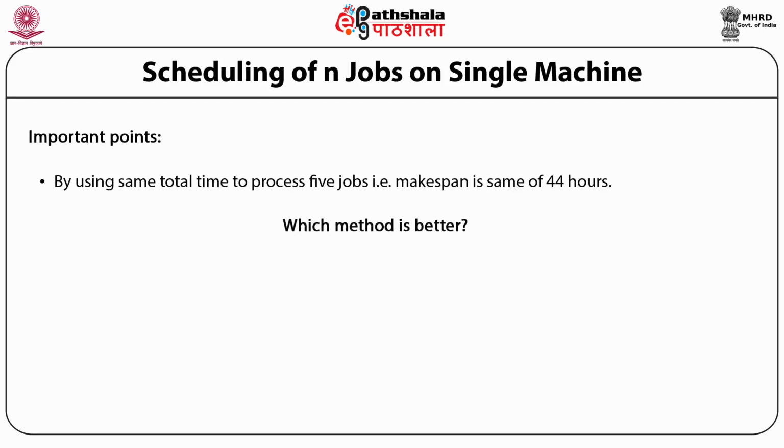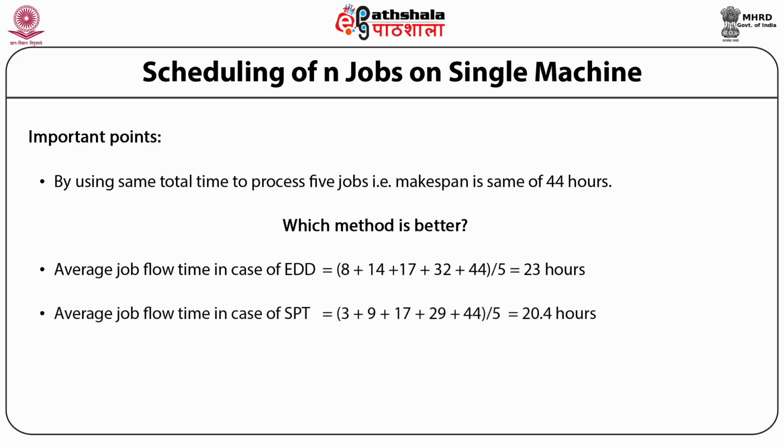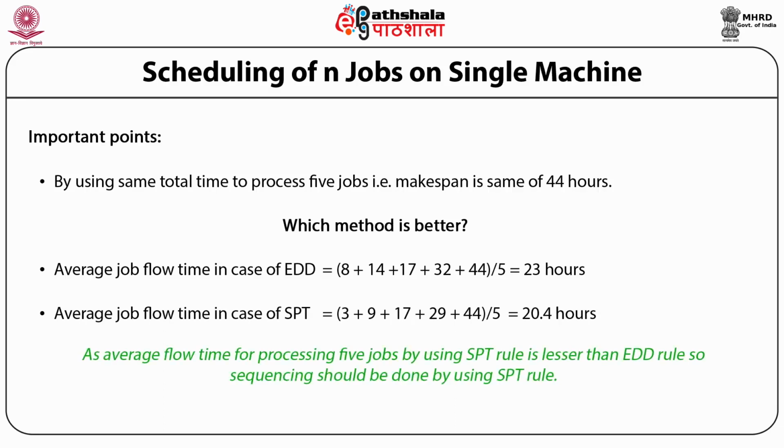Which method is better? Average job flow time in case of EDD is 23 hours. Average job flow time in case of SPT is 20.4 hours. As average time for processing 5 jobs by using SPT rule is lesser than EDD rule, so sequencing should be done using SPT rule.